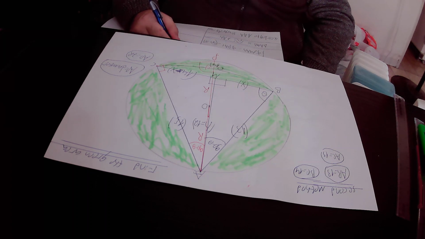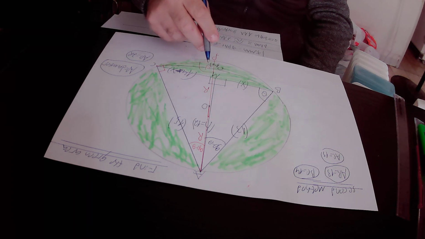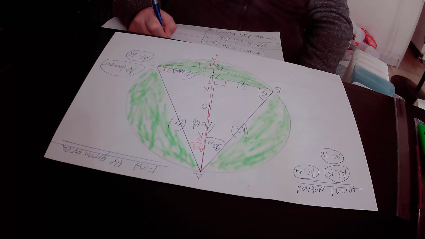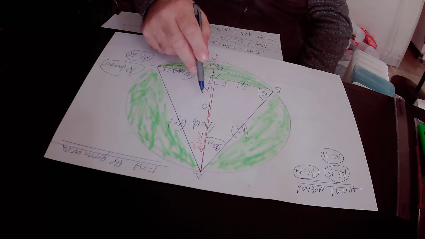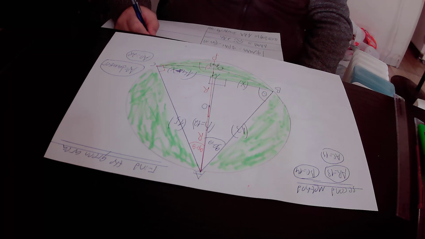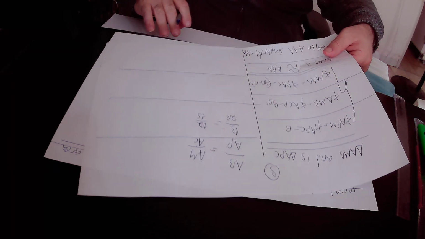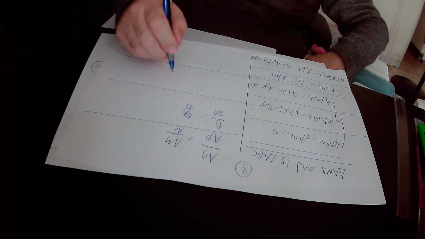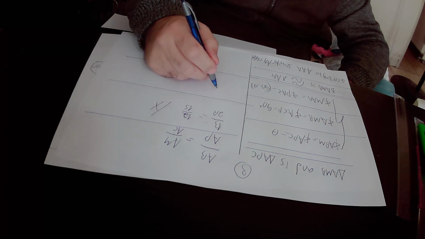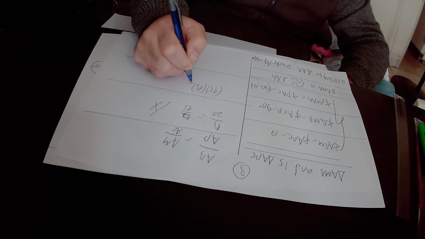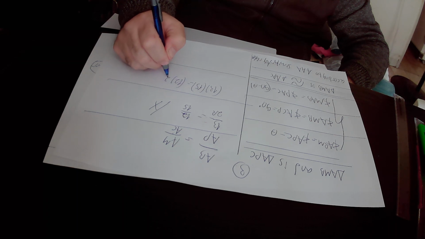AB is 13, over AP, which is the diameter of the circle, that is 2R, equals AM, which is 12, over AC, which is 15. So I can find out that 13 over 2R equals 12 over 15. Here we'll cross multiply this equation, and we'll get that 13 times 15 equals 12 times 2R.